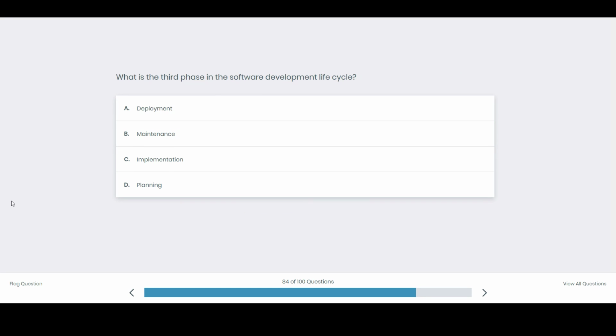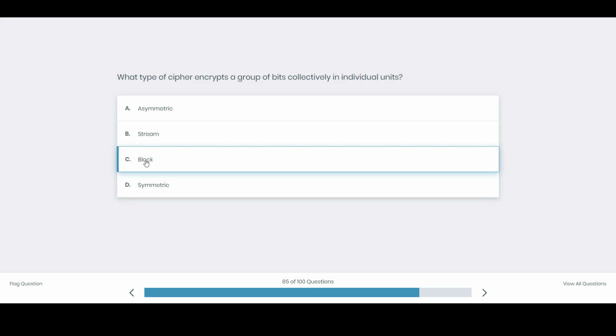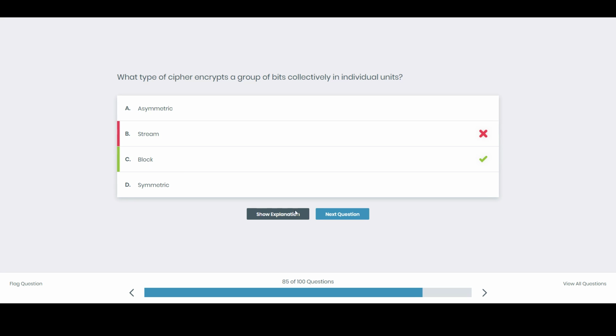What is the third phase in the software development? Oh, third phase: planning, maintenance. I think. I don't know. Implementation. Gosh. Golly, I forgot this one. What type of encryption handles a group of bits as a collective and individual unit? Stream. Oh, blocks.